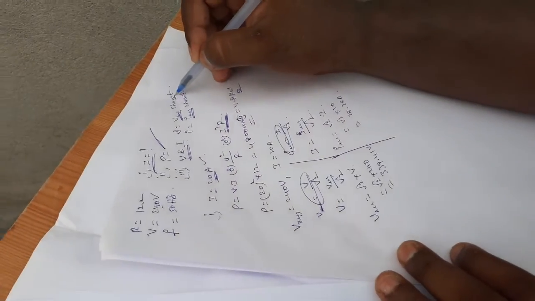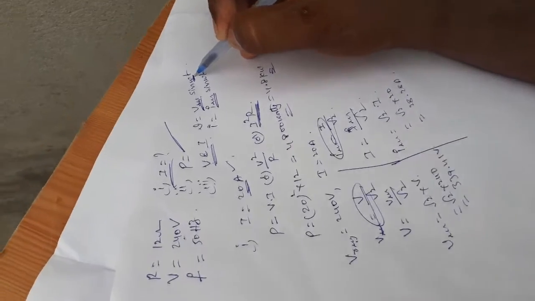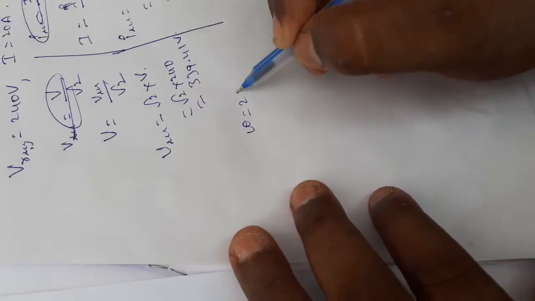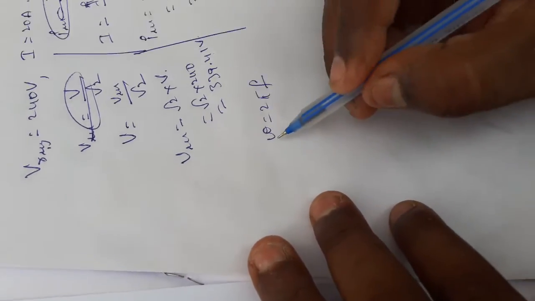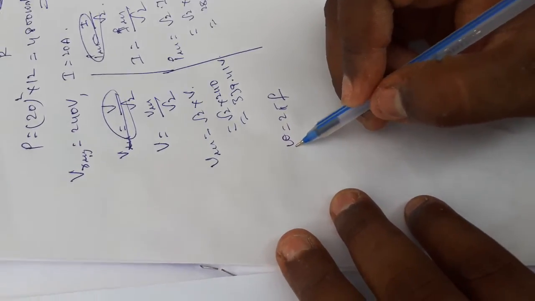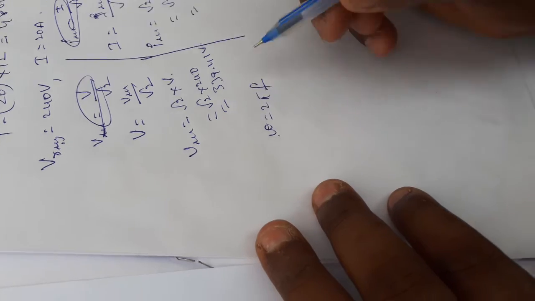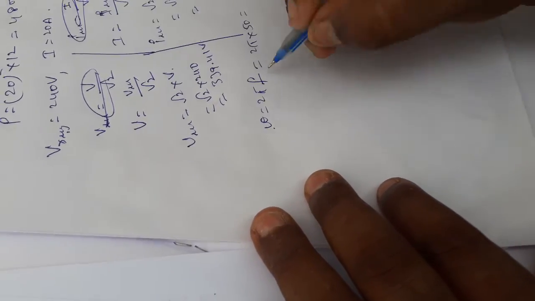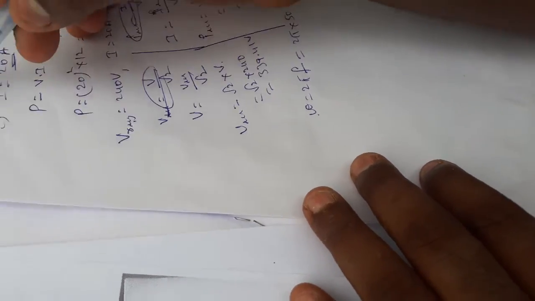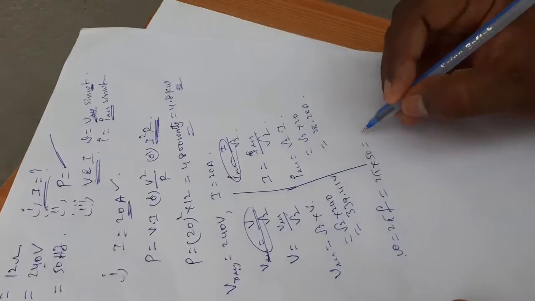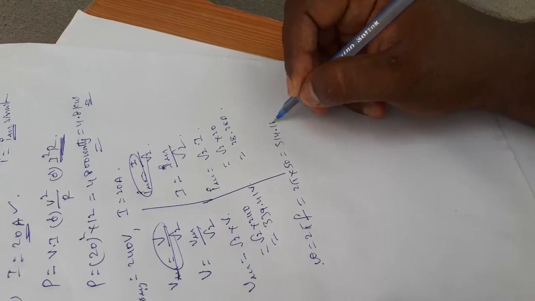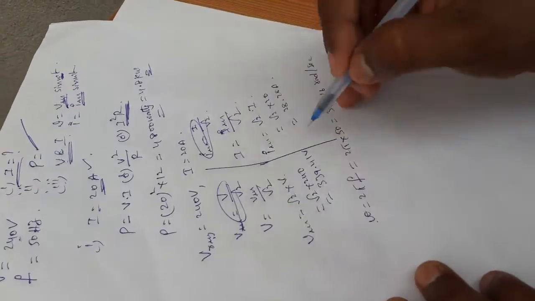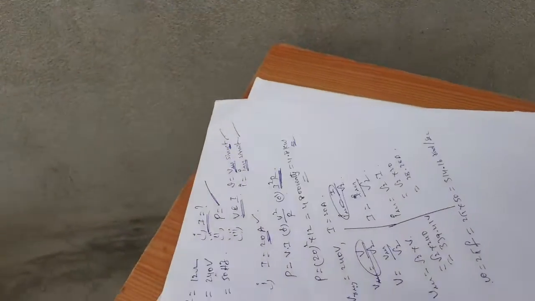Now I have to find omega. What is omega? From the definition, omega is equal to 2 pi f. Here omega is the angular frequency, and f is the normal frequency, which is given. So I can write 2 pi into the given frequency of 50 hertz. This is 314.16, and the units are radians per second. Now substitute all the values here and here.